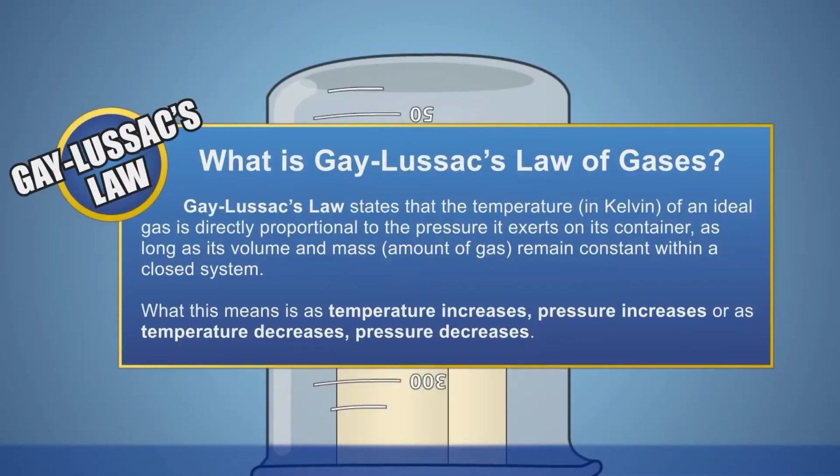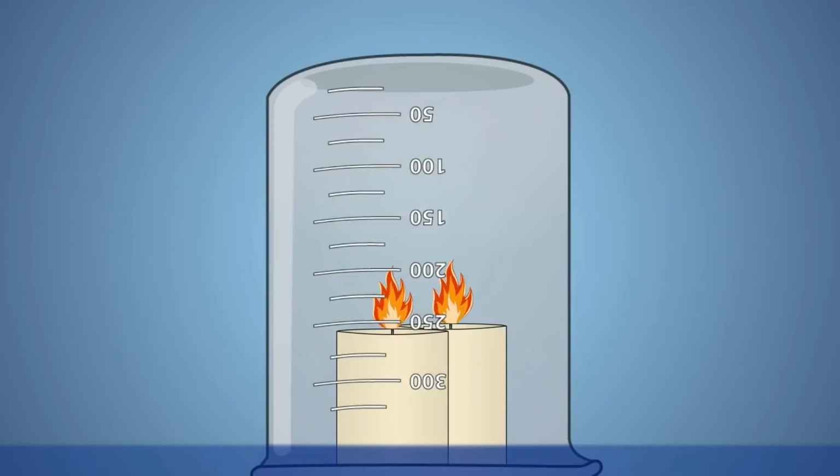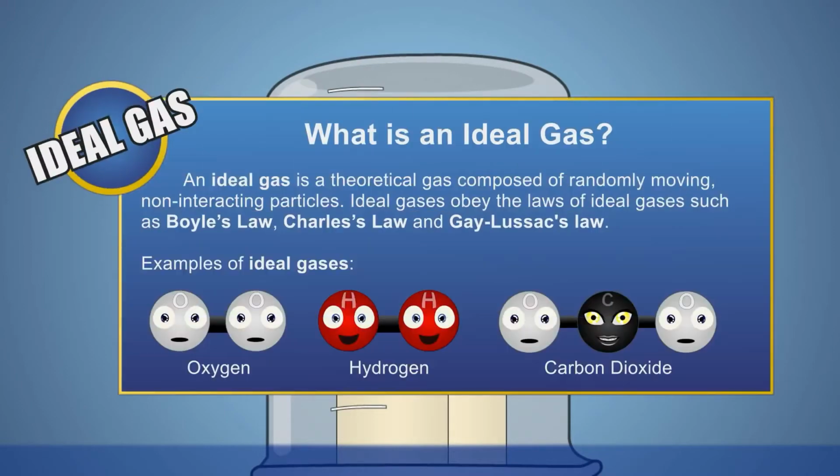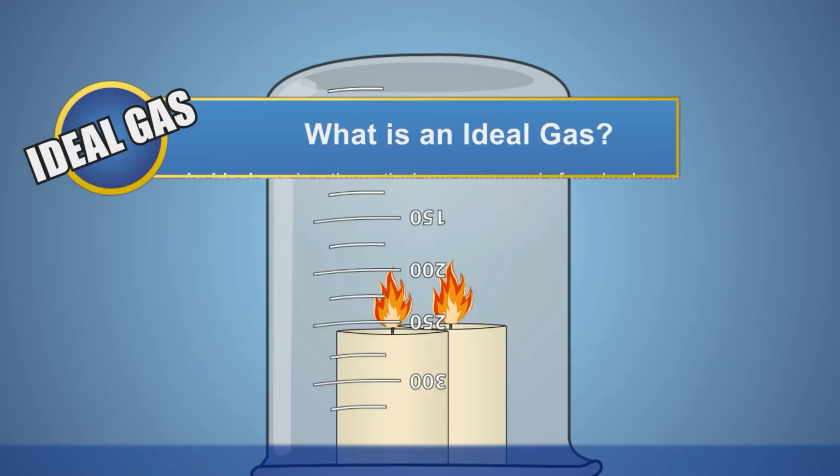Gay-Lussac's law states that when a fixed amount or mass of an ideal gas is kept at a constant volume and in a closed system, then its temperature and pressure are directly proportional. What this means is that when a gas's temperature increases, its pressure increases, or as its temperature decreases, its pressure decreases. As we mentioned in our last episode, an ideal gas is a theoretical gas composed of a set of randomly moving, non-interacting particles. Under normal conditions, many gases such as oxygen, hydrogen, and some heavier gases like carbon dioxide will behave like an ideal gas. This means they follow the laws of gases such as Gay-Lussac's law.